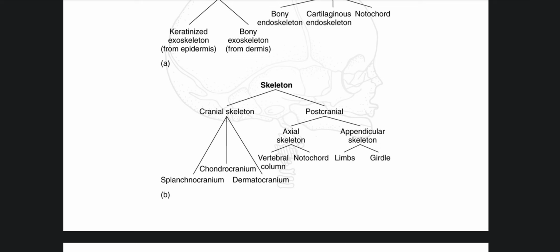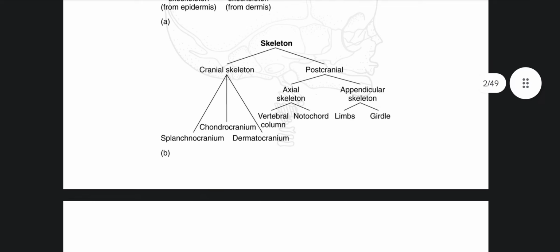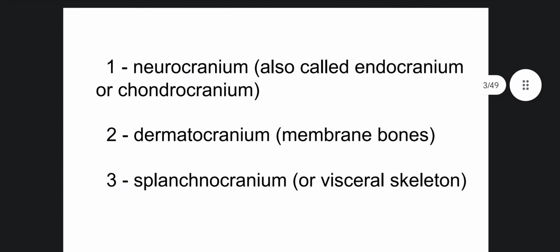Out of this, we are going to talk about chondrocranium and splanchnocranium. Okay, let us see forward. Chondrocranium is also called endocranium or neurocranium. So it is concerned with the skull bones which are covering the nervous system of our body. And the splanchnocranium is the visceral skeleton which is present deep inside the body, which also protects our vital organs.